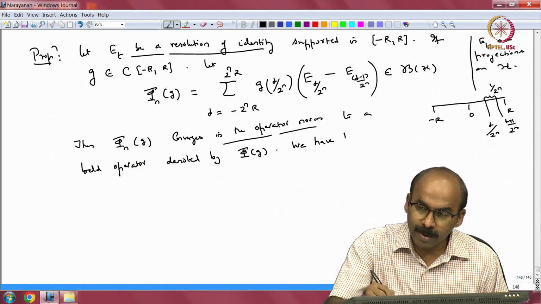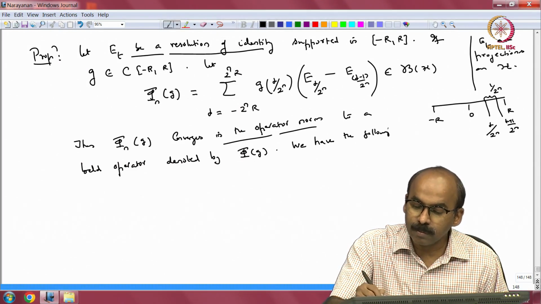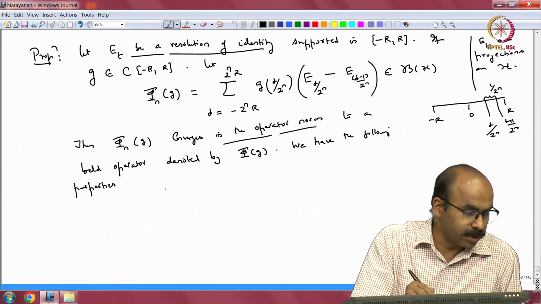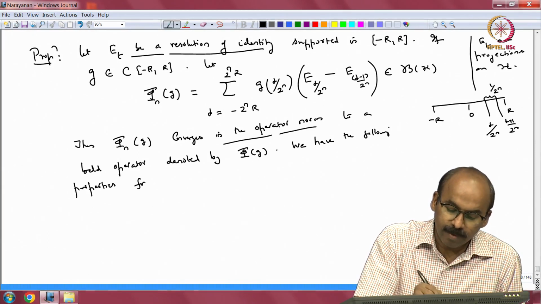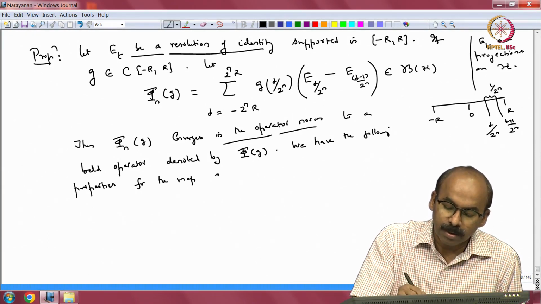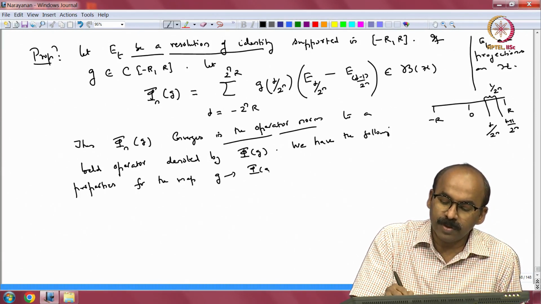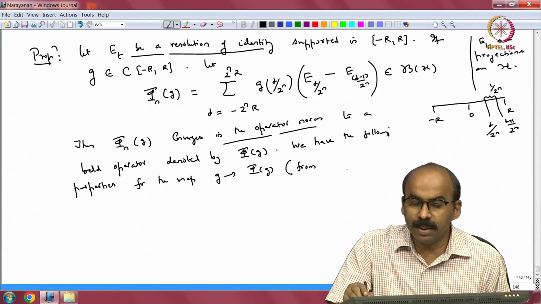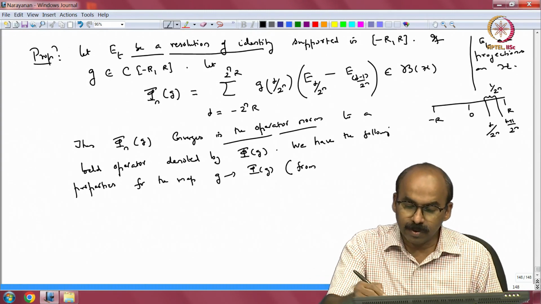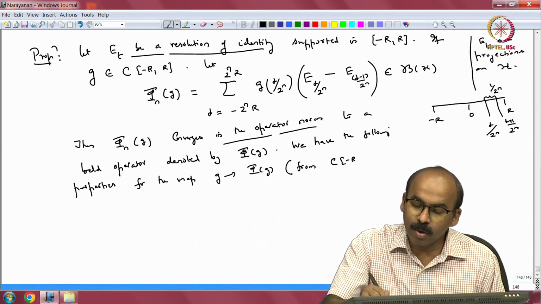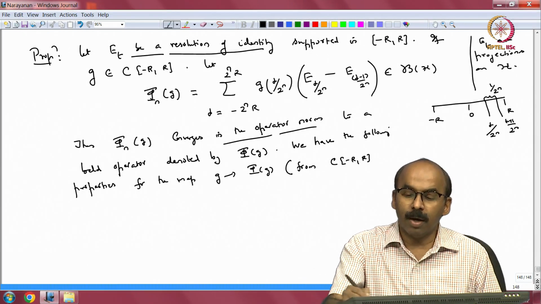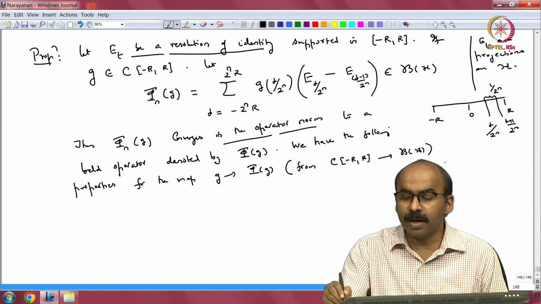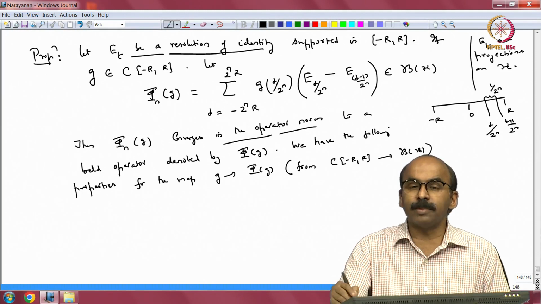So, we have the following properties for the map g going to phi of g. Well, for any continuous function g on minus R to R, we are defining an operator, right. So, it is a map from C[-R, R], that is continuous functions on minus R to R, to bounded operators on the Hilbert space, right. So, you can see the similarities with what we were doing. We had continuous functions on the spectrum, that was much more precise.